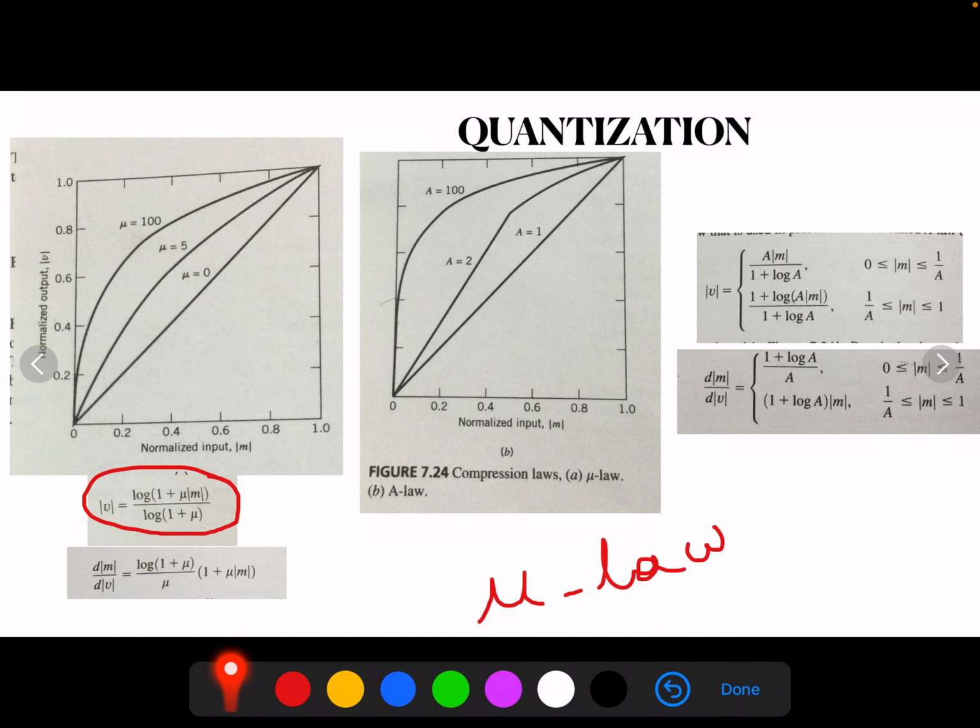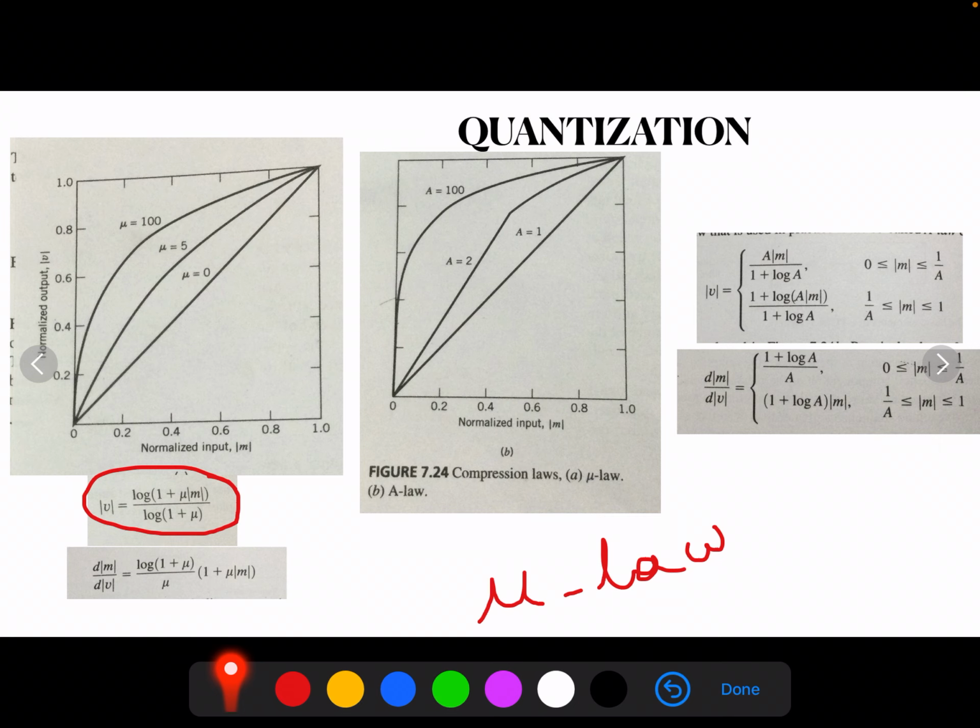Thus, the quantum steps over the central linear segment, which have the dominant effect on small signals, are diminished by the factor A over 1 plus log A. This is typically about 25 dB in practice, compared with uniform quantization.